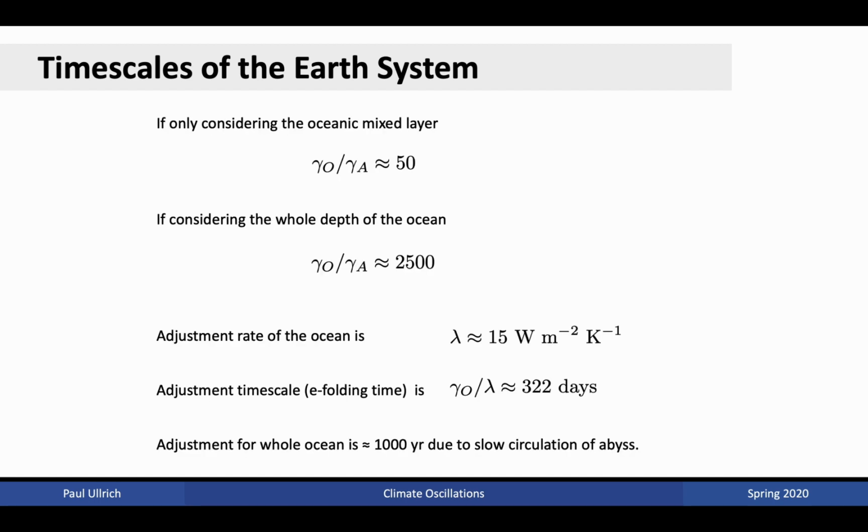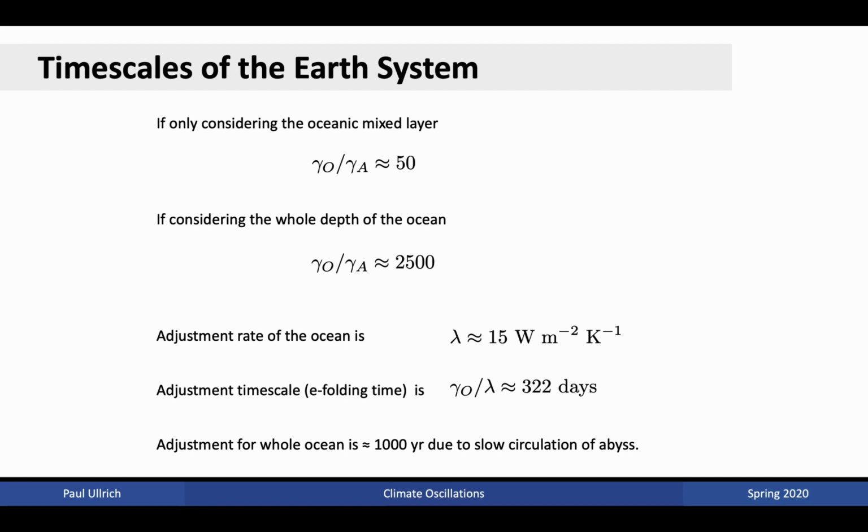Comparing these two, one finds that, for instance, if you only consider the oceanic mixed layer, then you still get a heat capacity that's approximately 50 times that of the atmosphere. This demonstrates immediately that the ocean is a much greater reservoir of overall heat. If you consider the whole depth of the ocean, the ratio of these two parameters is instead 2,500. So, as you can see, the whole ocean itself essentially contains approximately 2,500 times as much energy as the troposphere of the Earth.